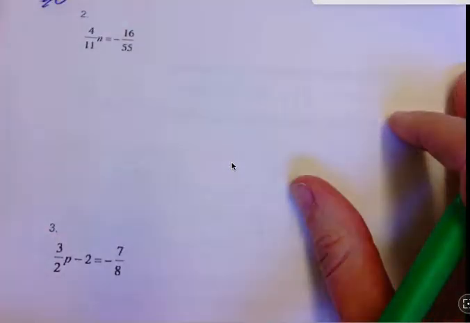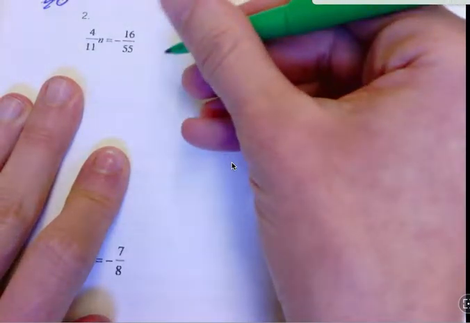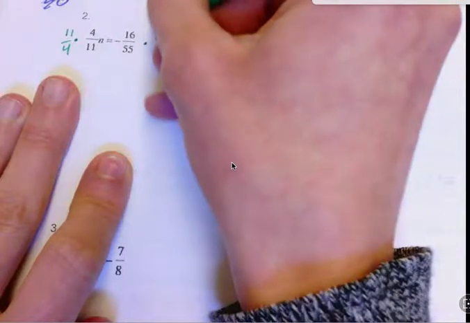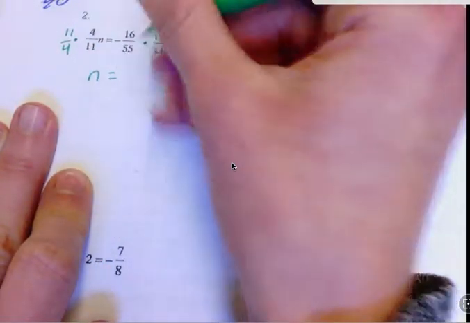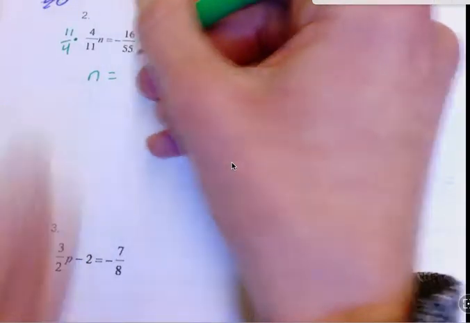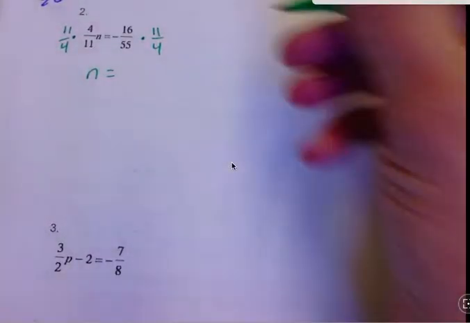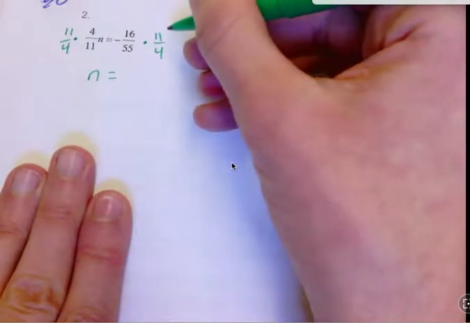And let's go ahead and do a couple more examples on the back here. So if I want to undo 4/11 times n equals negative 16 times 55, I can just multiply by 11/4. And that will eliminate the fraction on this side, and I'll find that n equals, well, negative 16 times 11. You never have a calculator when you need it. 10 times 16 is 160, so plus one more would be 176.